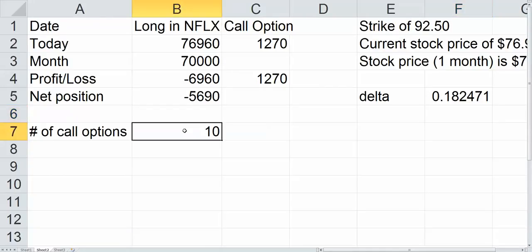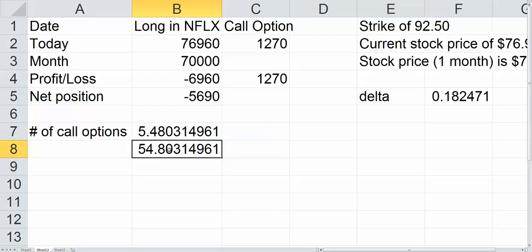To figure out the number of options that I should have written instead of 10, what I need to do is take 1 and divide it by the delta. So 5.48. And actually, let me restate that. I should write 10 times this value. So I really should write 10 times 5.48. So instead of writing 10 options, I should have written 54.8 options. So what I'm going to do is, instead of having 10 here, I'm going to replace it with this 54.8.